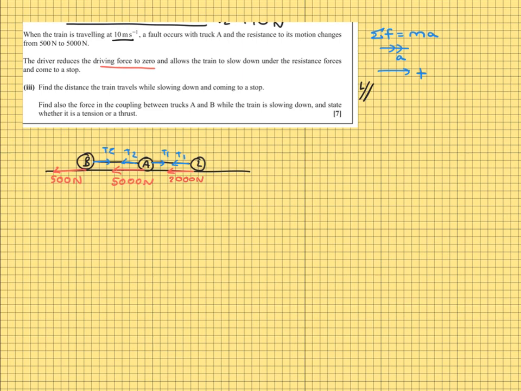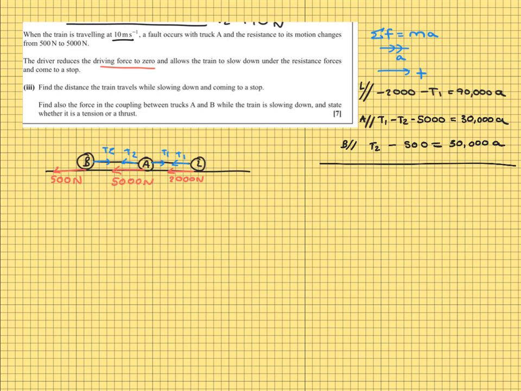So for the locomotive, we have negative 2,000 minus T1 equals its mass of 90,000 multiplied by the new acceleration. Object A, we have T1 going to the right, take away T2, take away 5,000 equals the mass, which was 30,000, multiplied by the acceleration. And then object B, we simply have T2 going to the right, take away 500 equals the mass, 30,000, multiplied by the acceleration.